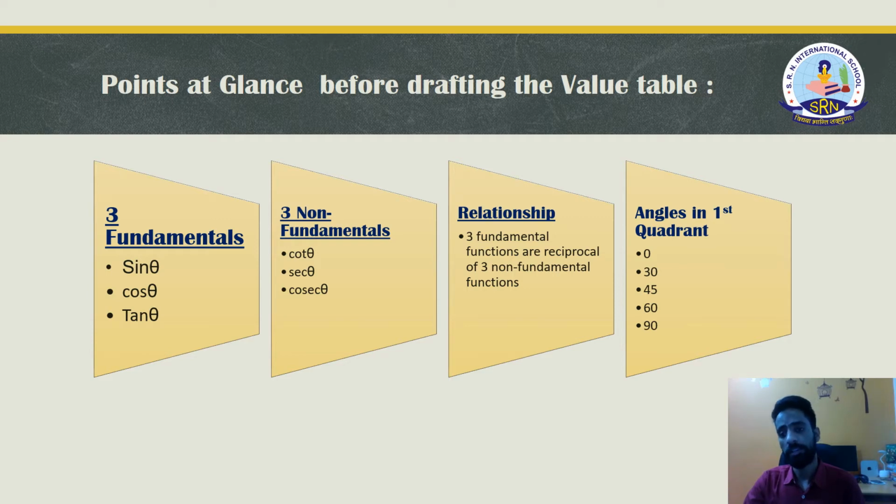The third point is the relationship between these fundamental and non-fundamental functions. The 3 fundamental functions are reciprocal of the 3 non-fundamental functions. That means sin theta is reciprocal of cosec theta, cos theta is reciprocal of sec theta, and tan theta is reciprocal of cot theta. And the angles that we are going to derive in the first quadrant are 0 degree, 30 degree, 45 degree, 60 degree, and 90 degree.